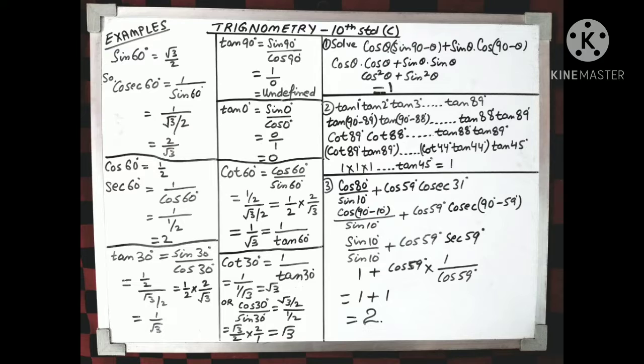Same way for tan 90 also, we'll write it as sine 90 by cos 90, that is 1 by 0. Anything by 0 is undefined in maths. Got it? Then we have tan 0, that is sine 0 by cos 0, that is 0 by 1. We get the answer as 0. 0 divided by anything is 0.